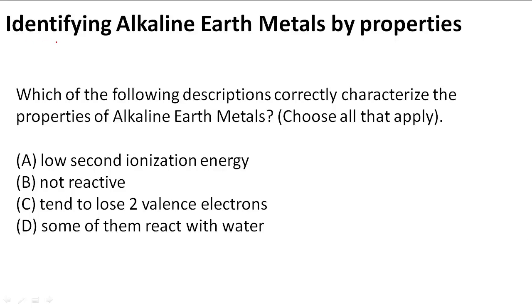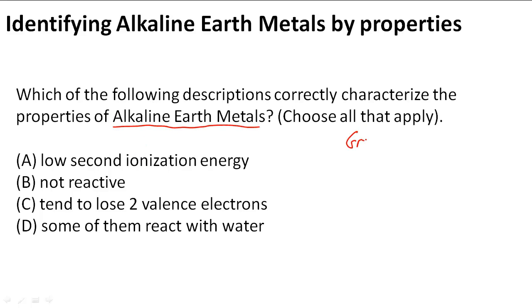Identifying alkaline earth metals by properties. In this example problem, it says which of the following descriptions correctly characterize the properties of alkaline earth metals. Choose all that apply. So we have to look at these four properties that they have listed and see if they match up with what we know about alkaline earth metals.